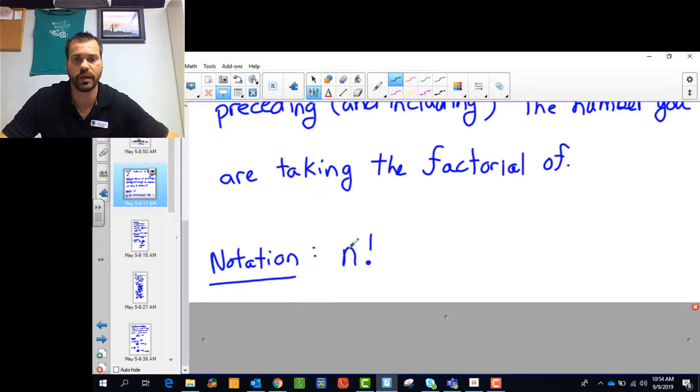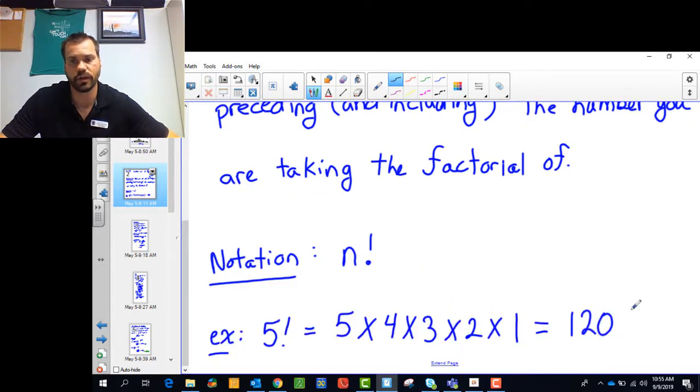Okay, so the notation is n factorial. That means any number factorial. So there's our 5 factorial. And then in order to actually figure what it equals, you can just type it into your calculator, see if it tells you it's 120. It should. But if you're not sure, it's just 5 times 4 times 3 times 2 times 1. So 5 times 4 is 20. 20 times 3 is 60. 60 times 2 is 120. Times 1 is still 120. So that's the idea behind a factorial.